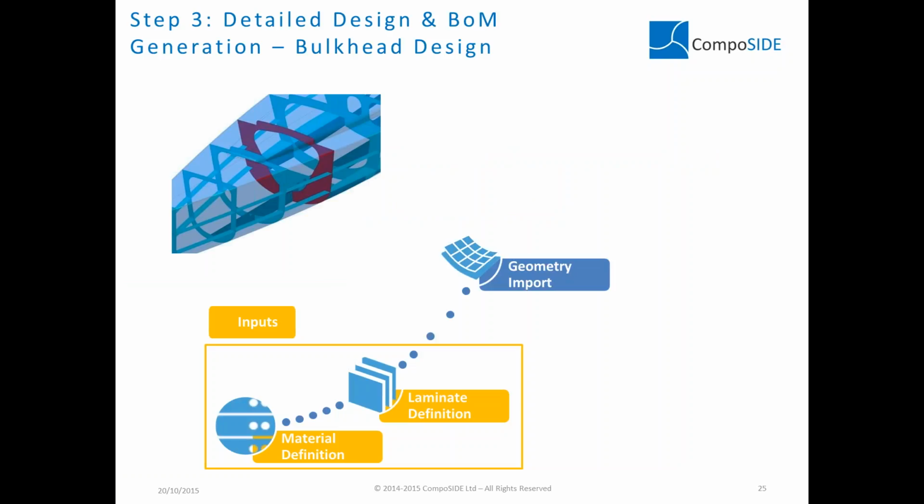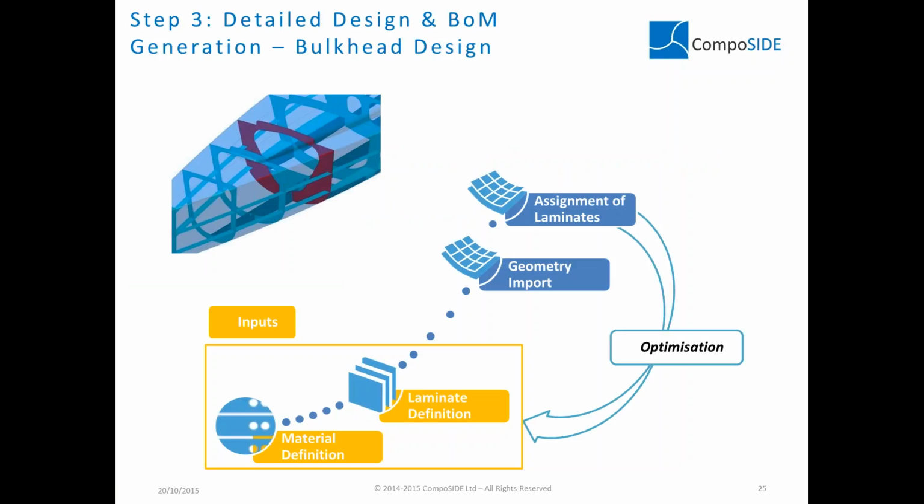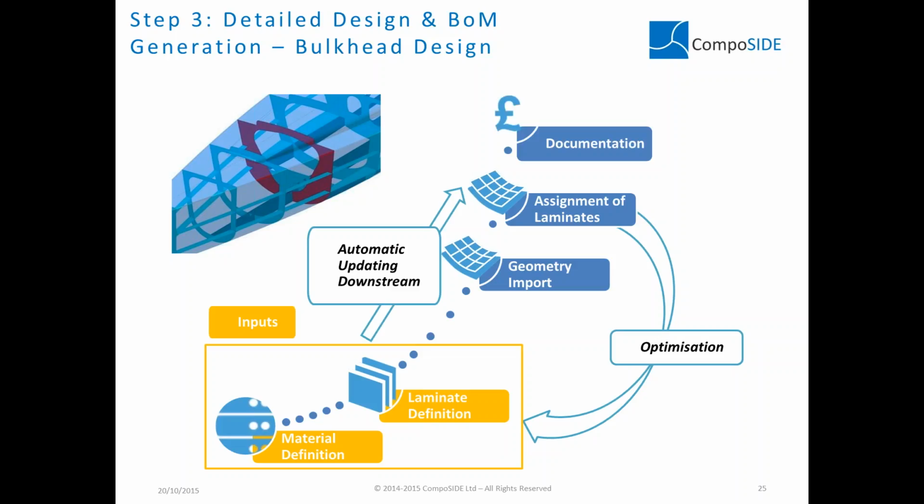So as before, I have my materials and laminates, they're already defined. I can import my geometry. For this example, I'm going to import it as a step file. I can assign my laminates and tapes, and then optimize it very quickly. The same process as we did before, we can go into laminate space through FE space, and it'll automatically update. And then this documentation step is my BOM report, or I can export my laminate table for my engineering drawing.